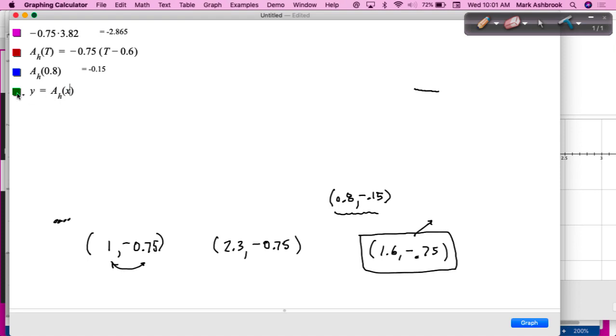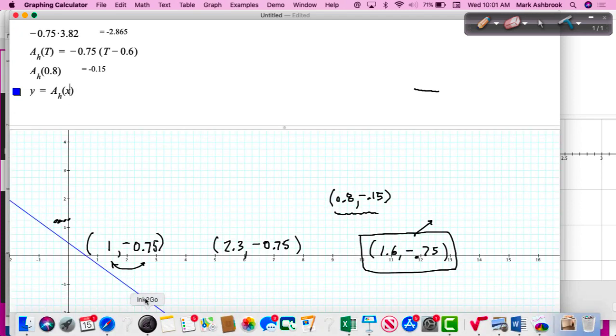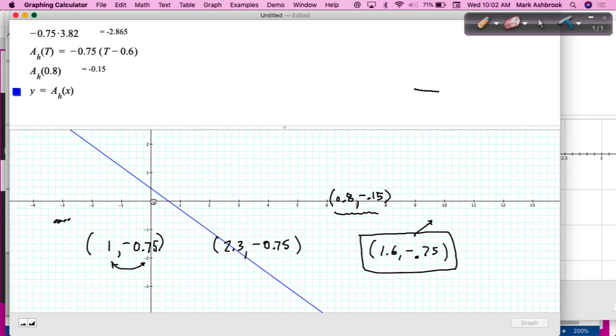So I'm going to do that. And then you can change the color by clicking on the box. These first three colors and black are the best. These are a little light sometimes. So I'll do blue. And when I graph it, there it is. Now, what part of that graph do we care about?